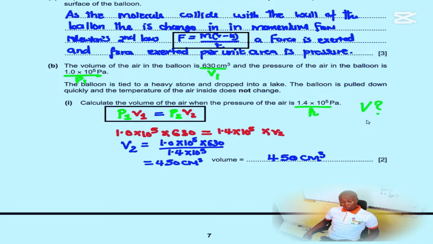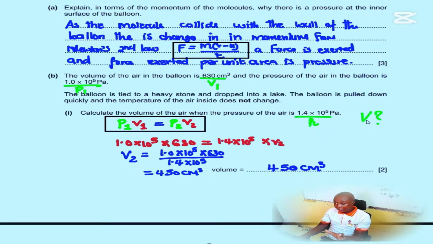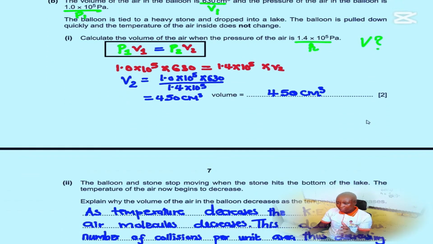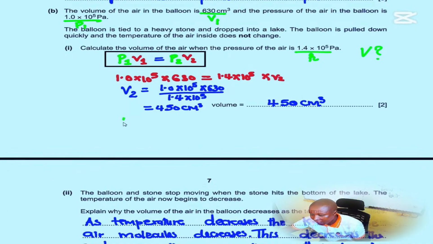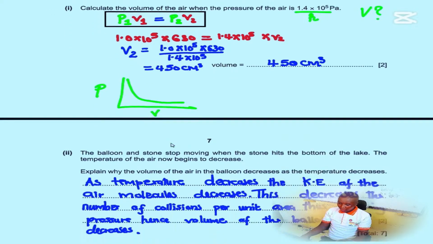Volume 2. Now substituting that, we are going to get our answer being equivalent to 450 centimeter cubic. We see from the formula that as pressure increases, volume decreases. So which means that if we are talking about pressure and volume, pressure is inversely proportional to volume. Sometimes you may be told to sketch that graph, that as pressure increases, volume decreases.